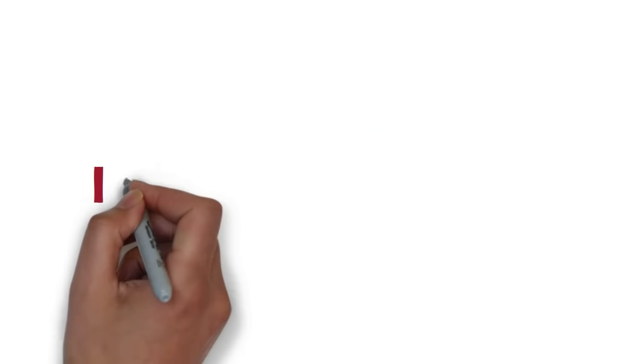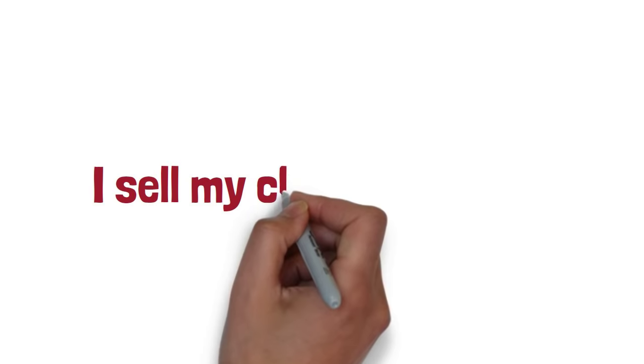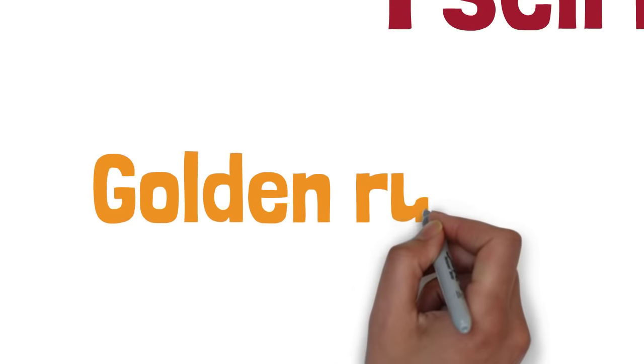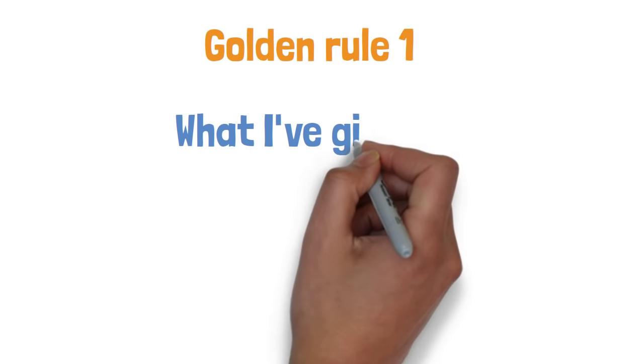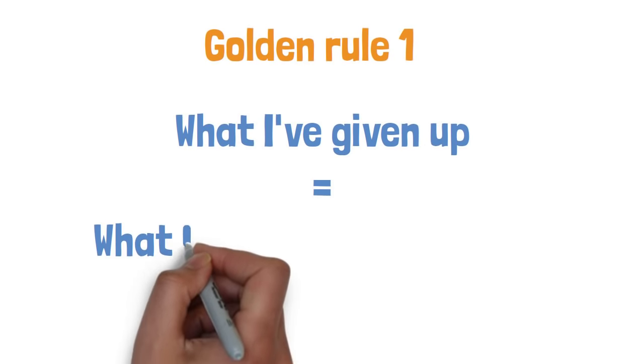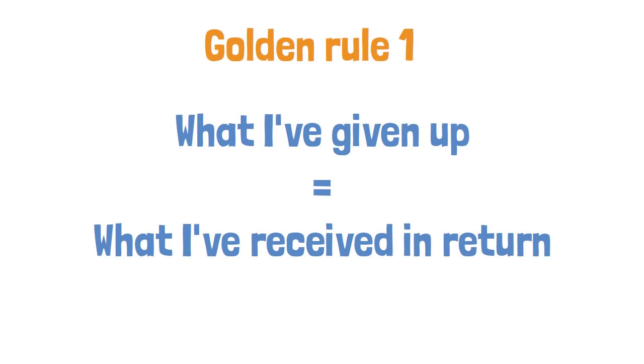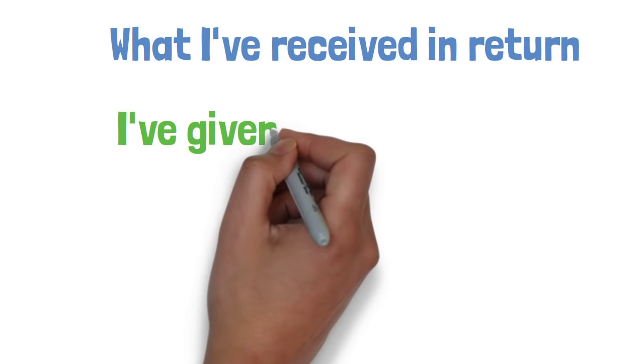Let's do another example. I sell my clothes for £50. I've had a little clear out. I'm selling my clothes for £50. Let's go through golden rule number 1. So what I've given up equals what I've received in return. I've given up my clothes and I've received £50 in return.